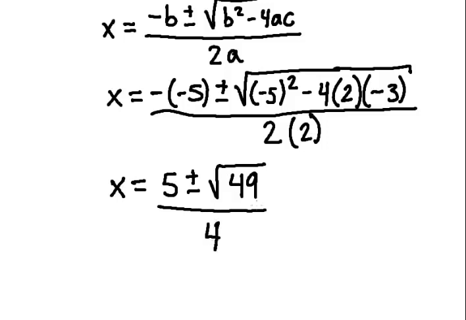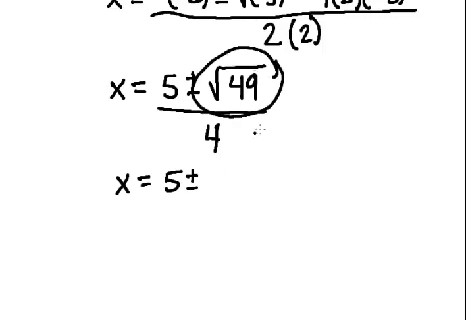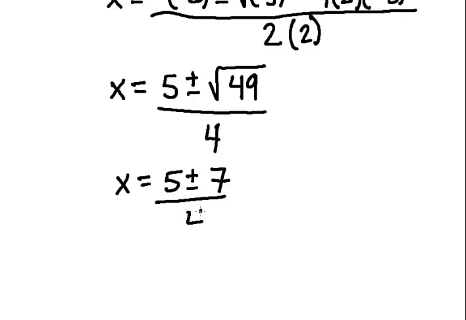What do I do next? Well, I'm going to copy it again, but this time I'm going to use the square root. So I'm going to copy 5 plus minus, but in this case I'm not going to put square root, okay? Be careful on that. I'm going to get the square root of this. Square root of 49. The square root of 49 is 7. And I copy the rest, divided by 4.